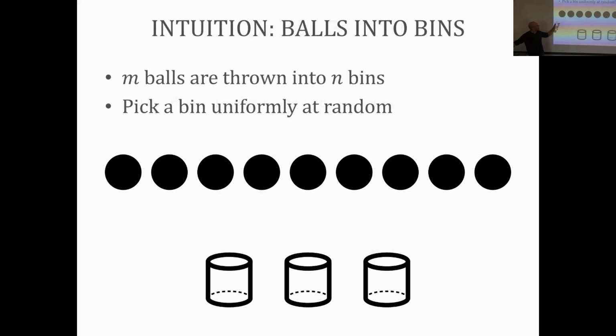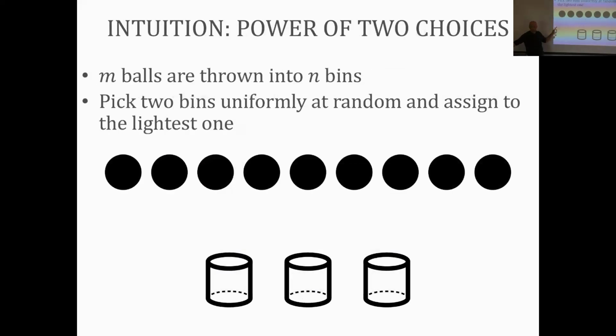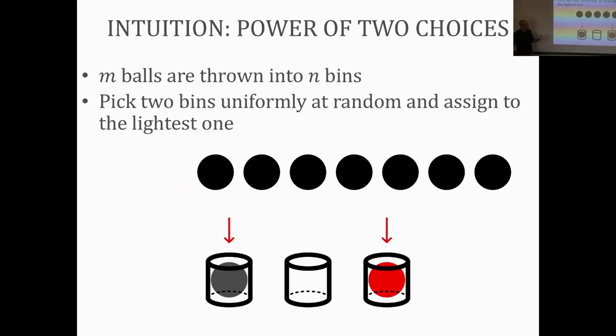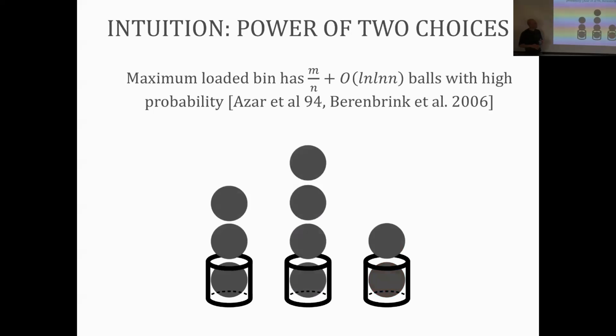Say I have n balls thrown into n bins. I pick a ball, and I pick a bin uniformly at random. Bang, bang, bang. The expected max is m over n plus O of root, right? Power of 2: I pick a ball, pick 2 bins at random, put it in the lightest. Shouldn't need it for this audience either. Ellie's not here, I guess. M over n plus log n.